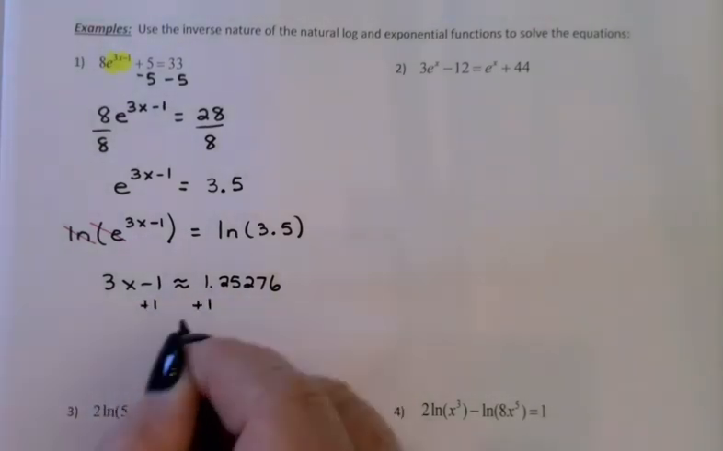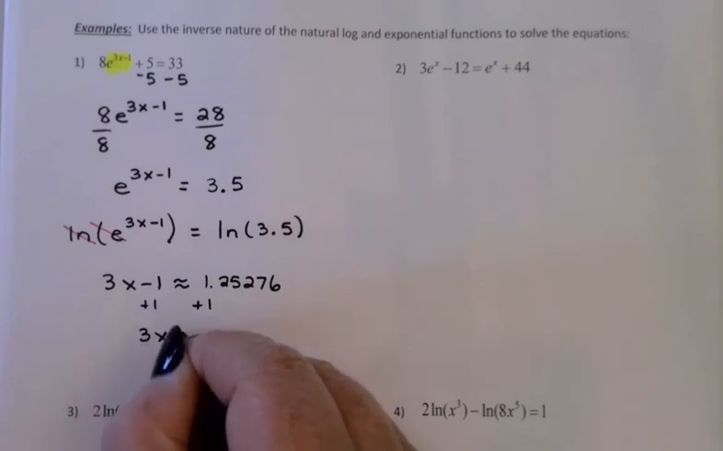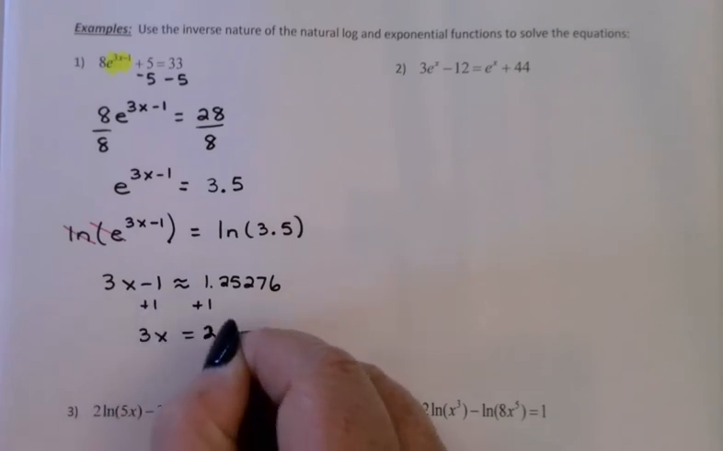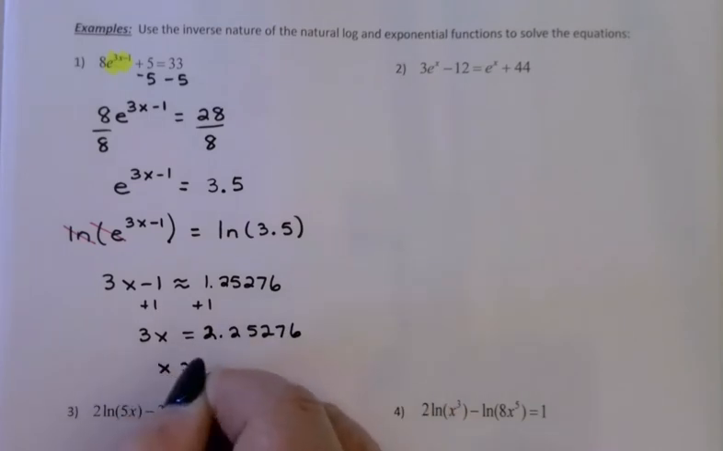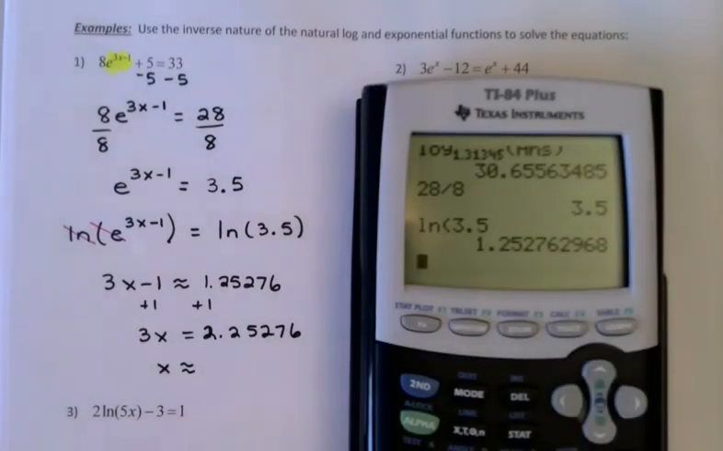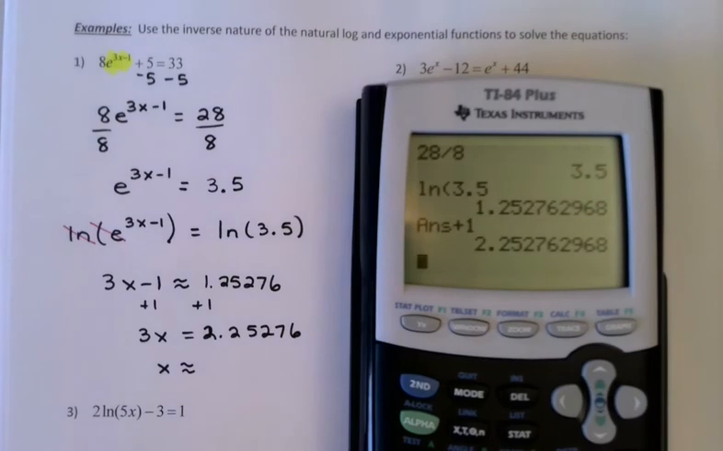We'll add 1. 3x is 2.25276. And I'll follow that right along in the calculator, add 1 to that, and then we can divide by the 3 to be about 0.751 for a final answer.